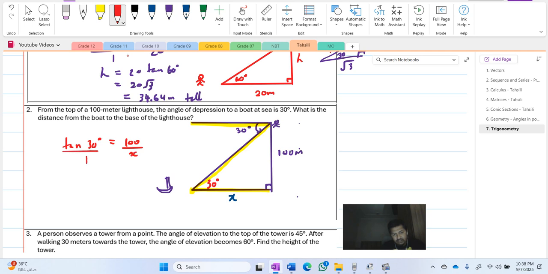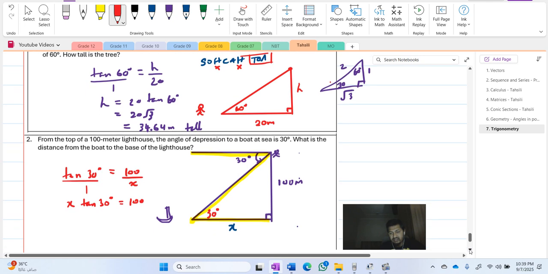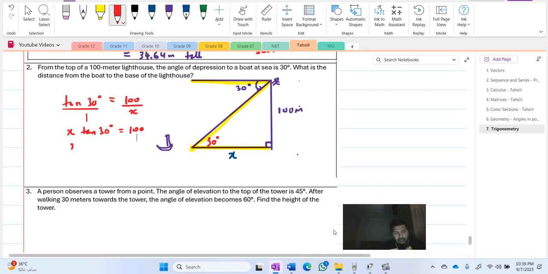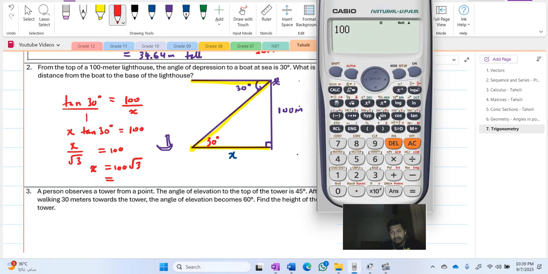Now if you cross multiply, you get x tan 30 is equal to 100. We know what tan of 30 is. Tan of 30 is 1 over root 3, because opposite over adjacent using the 30-60-90 triangle. So x over root 3 is equal to 100. So x is equal to 100 square root of 3 by cross multiplying. So what is 100 root 3? Let's type 100 square root of 3.